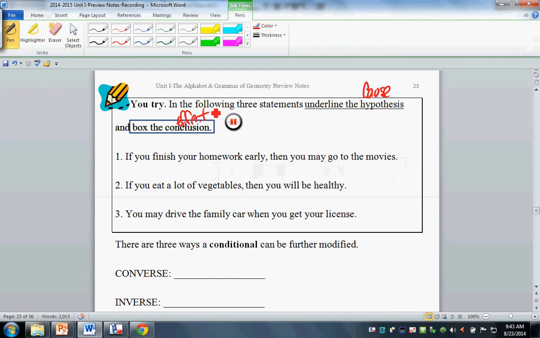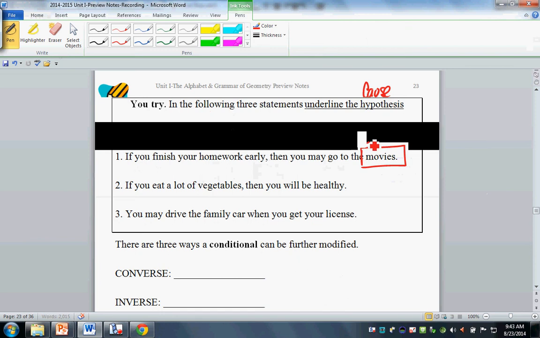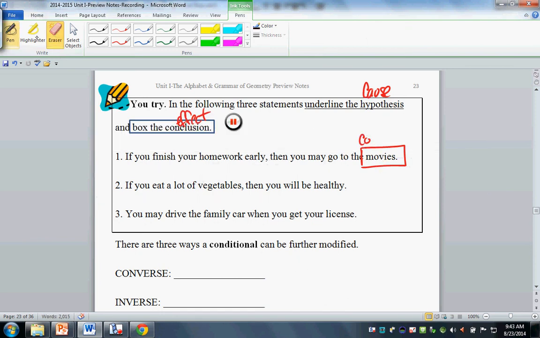So taking a look here, cause and effect, it says if you finish your homework, then you will go to the movies. So the effect is getting to go to the movies. That would be the conclusion. The cause, the hypothesis, is the homework, if you finish your homework. So that is the hypothesis here.